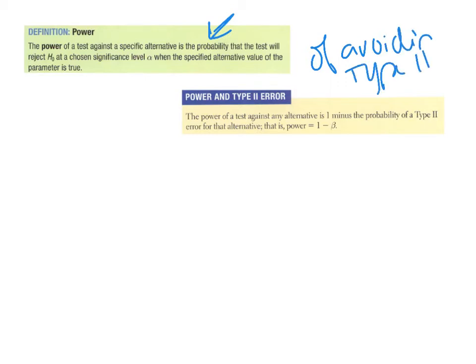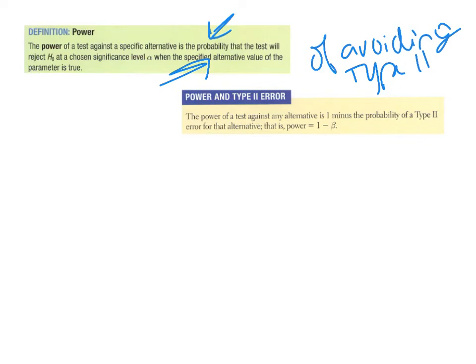Because remember, a type 2 error is when I fail to reject my null hypothesis when I should reject it. A type 2 error is when I fail to reject my null hypothesis when the alternative hypothesis is true. So power is my probability of avoiding a type 2 error. Basically, it's my probability of getting it right. I've rejected the null hypothesis when the alternative value is true, which is what I'm supposed to do. So we are less likely to make a type 2 error.